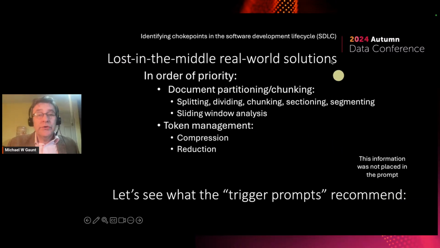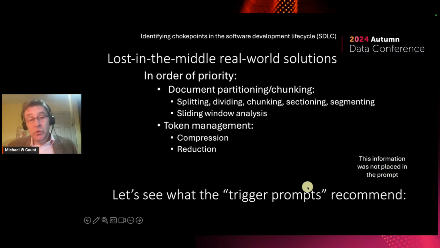So in the real-world solution, I didn't use GPT to solve it. What I used is document partitioning and chunking. This is where you take the two documents and split them, divide them, chunk them, section them. There's lots of ways to do it. Then something called sliding window analysis. Now from biomedical, we like these solutions. You don't have to worry about it. Then there's the issue of token management, compression, and reduction. And this information was not supplied to the prompt.